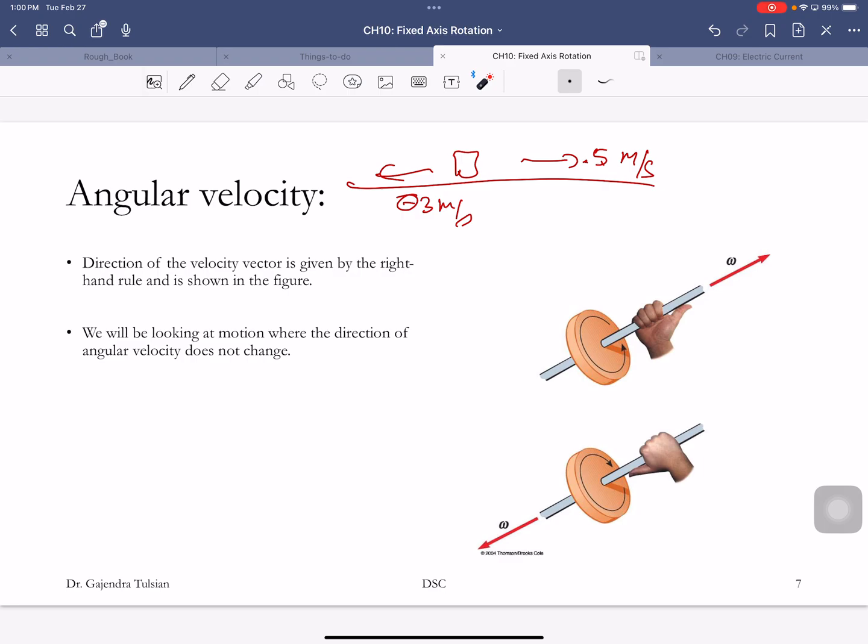All right. So we will be looking at motion where the direction of the angular velocity does not change. So this direction doesn't change, meaning the direction of the axis doesn't change. If the axis changes, that motion becomes too complicated, and you can't have just one angular function. You'd have to define three angles, and that motion gets a little too complex for us.